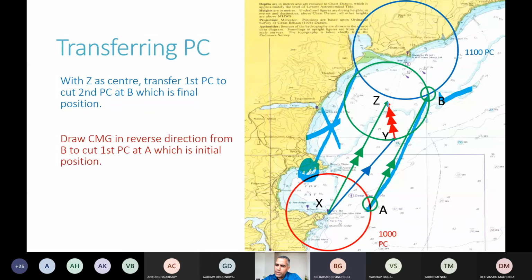Son, you are asking about the angle between the two objects whose position circles you are drawing. Yes sir, the angle does not really matter, sir.